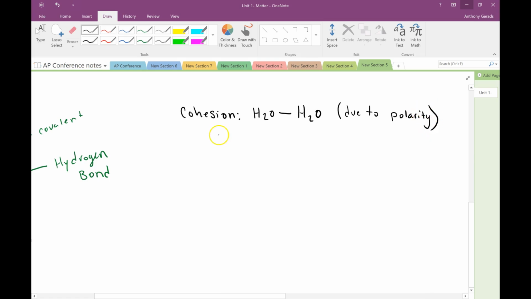And an example of this, or why cohesion is so important: if we didn't have cohesion, we wouldn't have high surface tension. I know, gasping.